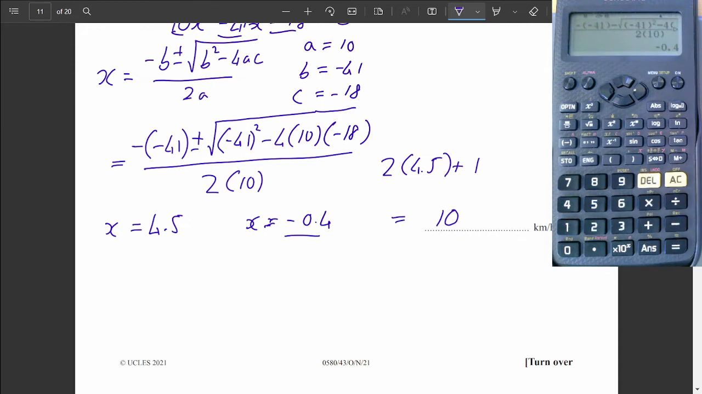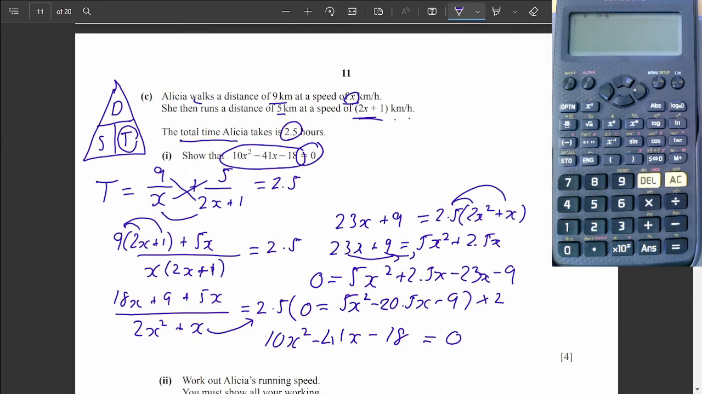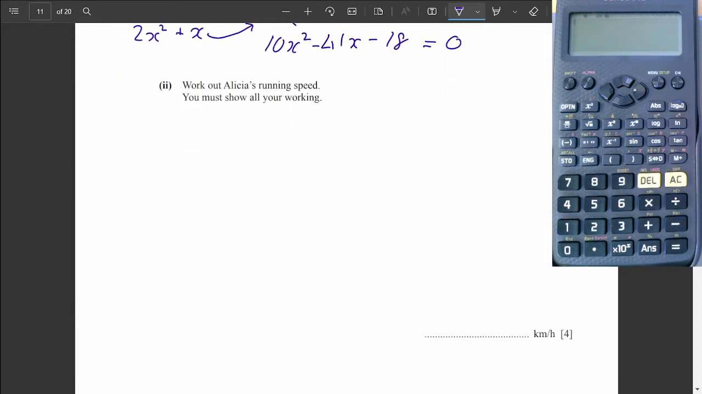Right, I'm back to question 7c, part 2. And if you did not use the quadratic formula to solve this equation, but you wanted to use factorization and want to see how that is done, you can. All right.